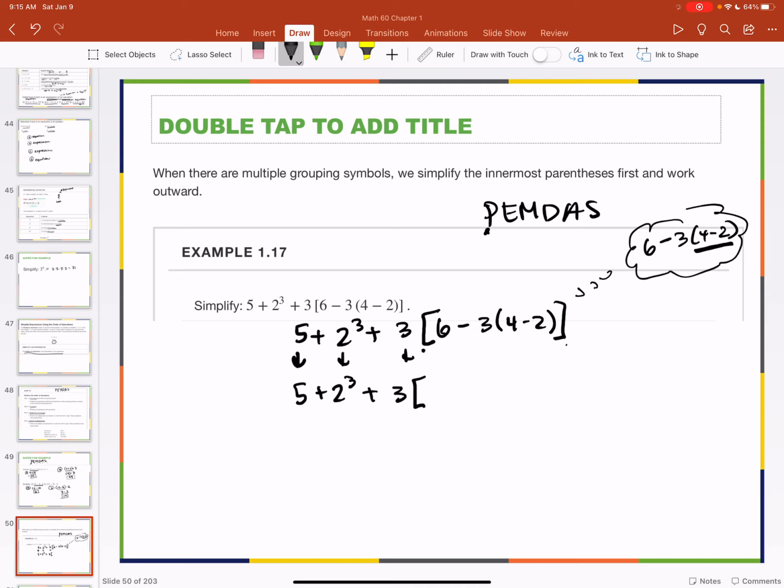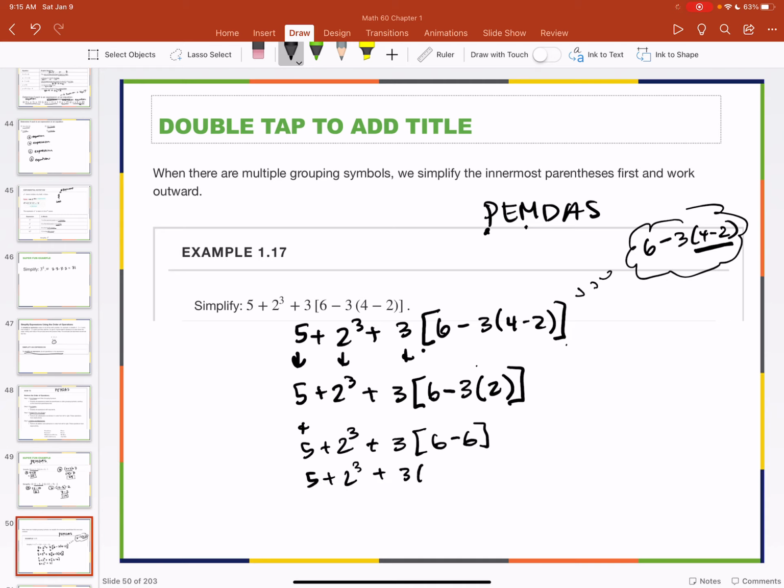So notice I wrote it out exactly. Now I'm going to do this. I have 6 minus 3, and then 4 minus 2 is 2. So first thing I did was the parenthesis. So now I have 6 minus 3 times 2, so I'm going to multiply 3 and 2 first, because that comes first before subtraction. So everything else comes down, and then I have 6 minus 6. That becomes 0.